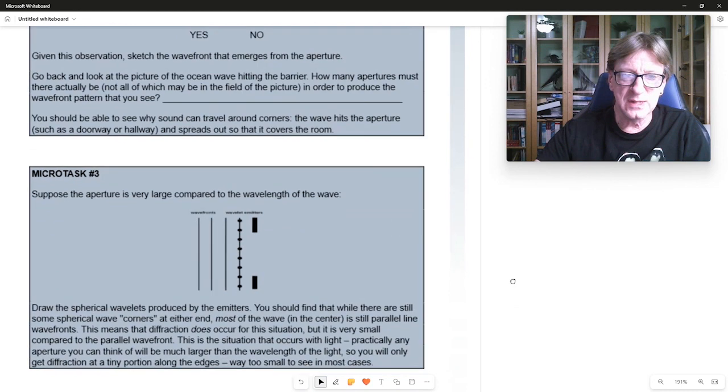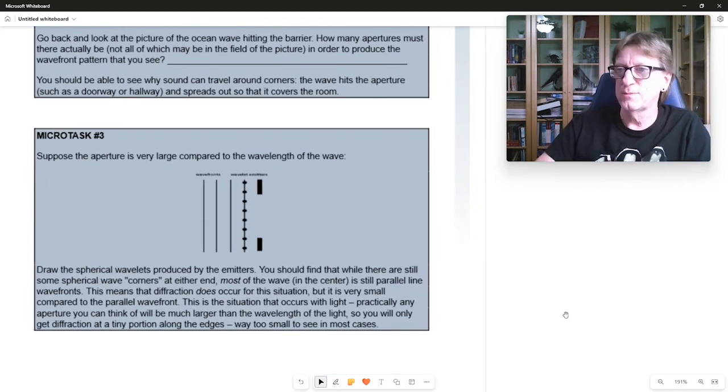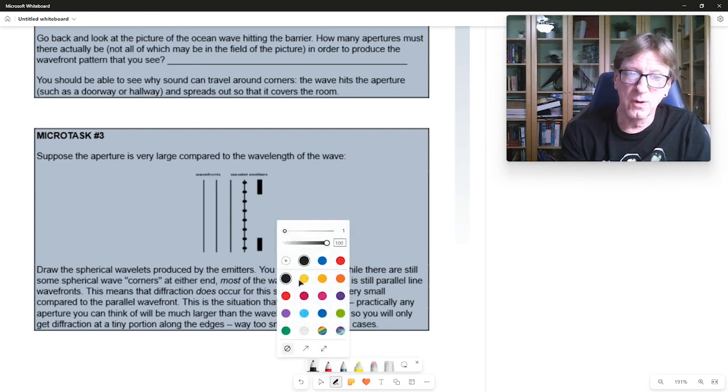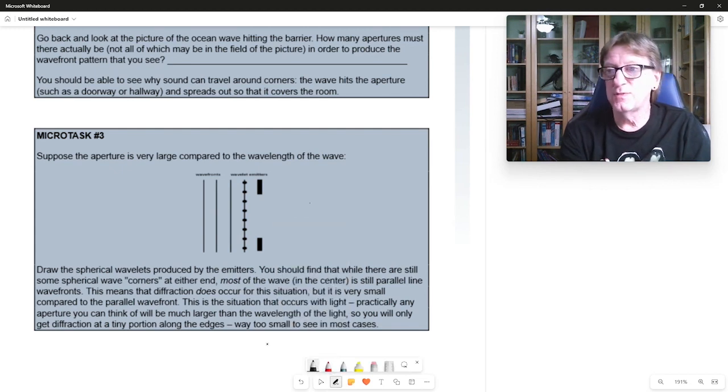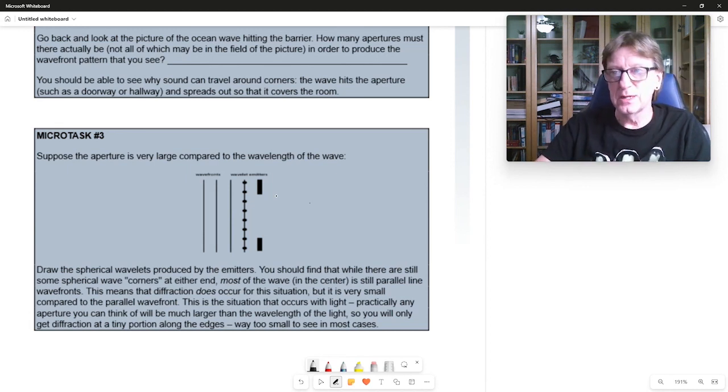Now, let's look at this next one. Suppose the aperture is very large compared to the wave. So let's suppose, again, that either the wavelength is very small or the aperture is very big. So let's take a minute, pause, draw in our wave emitters, and let's see what's going to happen with the wave. How is it going to propagate? Pause the video and take a look.